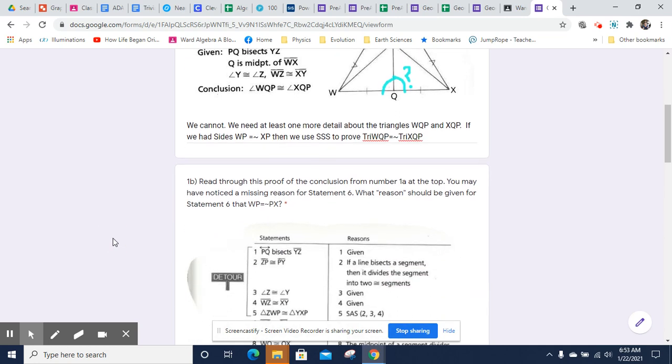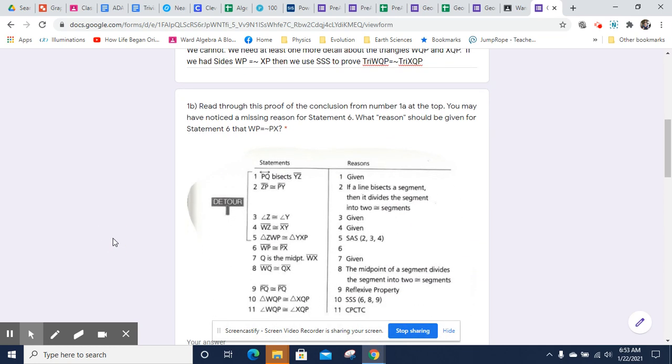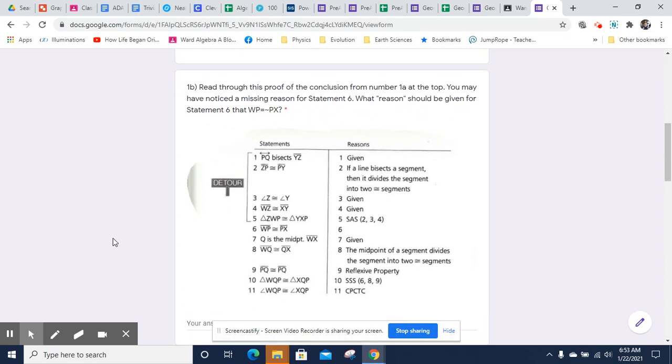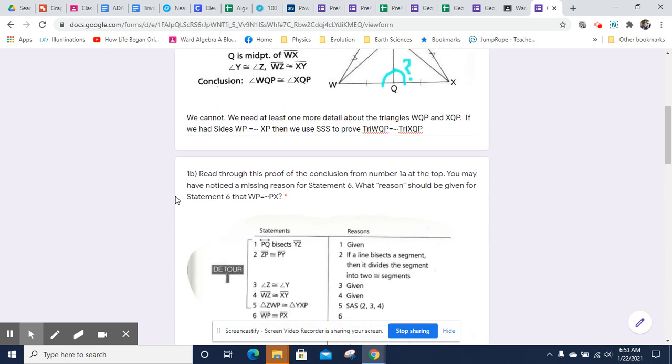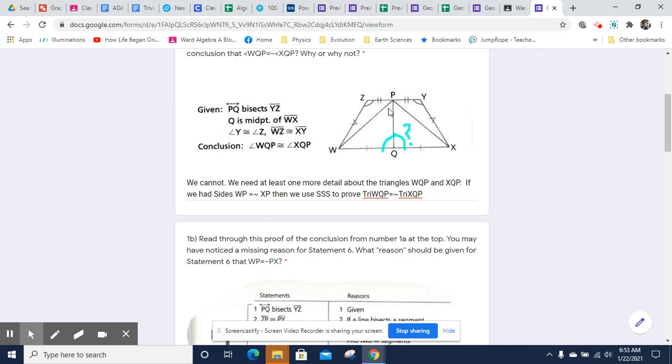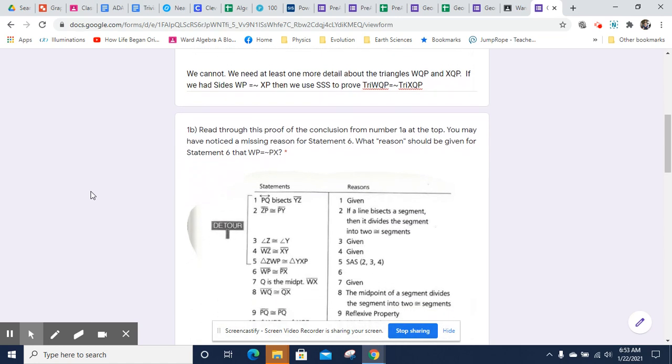So let's take a look at the actual proof for this. And I have left out a reason. So you want to read through this proof with a conclusion from 1A at the top. You may have noticed a missing reason for statement 6. What reason should be given for the statement that WP is congruent to PX? Which is in fact what we need, WP and XP. We need to be able to prove that. So what is missing? Let's see what we've got.